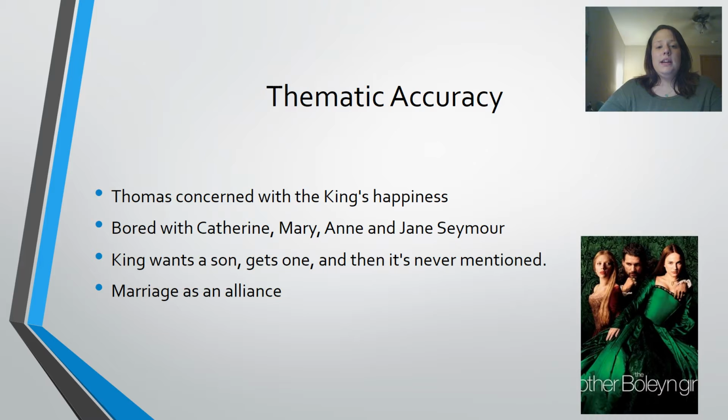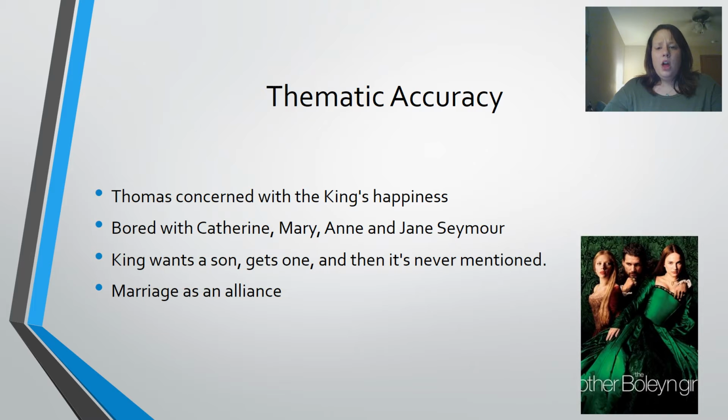And the king gets what he wants no matter what, it seems like. So he married Catherine, and then he got bored with Catherine, so he started dating Mary, and then he went on to Anne, and then he went on to Jane Seymour. When he got bored with one, he went on to the other, which I could see being right with the timeline of the movie.